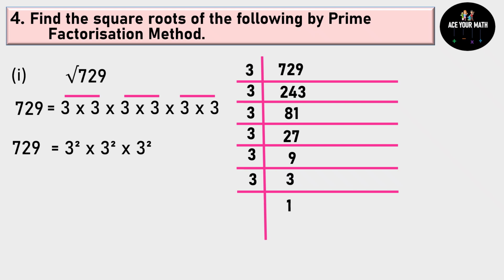And the next step is we want the square root. So you will put the square root sign and take only one factor from each pair. So you will write the square root of 729 is 3 times 3 and again times 3. So the square root of 729 is 27.